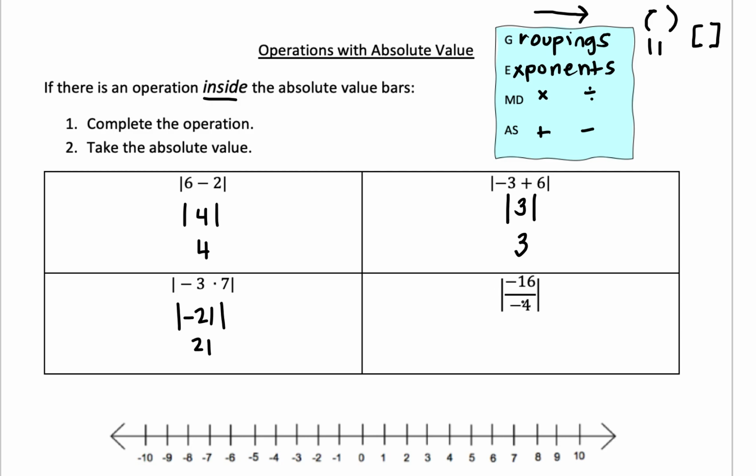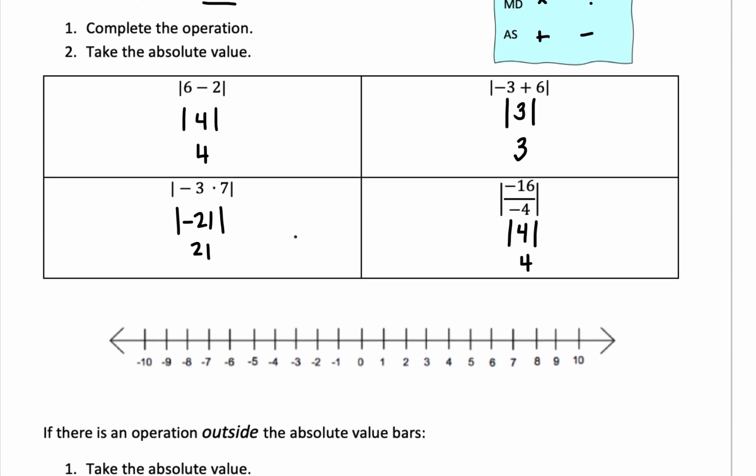Finally, in this last example here, I have the absolute value of negative 16 divided by negative 4. So I'm going to do the operation inside first. Negative divided by a negative is a positive, and 16 divided by 4 is 4. So I get 4 inside. I have not taken the absolute value yet, so I need to show that step. But now I'm going to take the absolute value of 4, which again is 4. So if you have operations inside, you need to take care of your groupings and do them first.